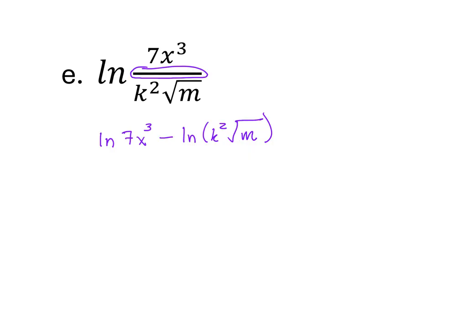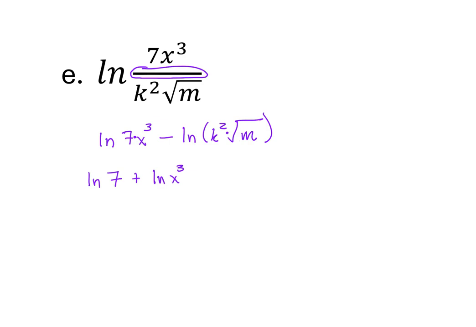Okay, so now what we have here is we do need to expand this further. When I look at this one, I see multiplication. And so multiplication we're going to turn into addition when we separate it. And so we get natural log of 7 plus natural log of x cubed. And we can do the same thing over here.